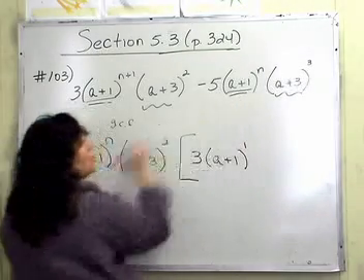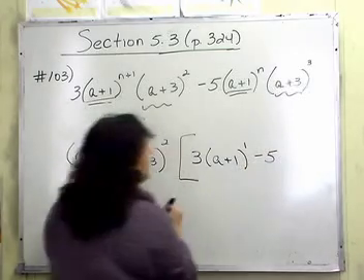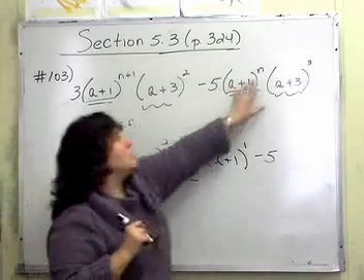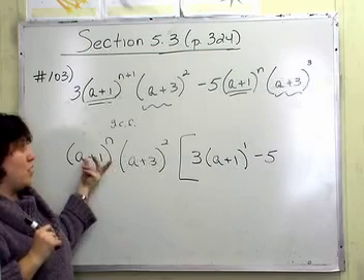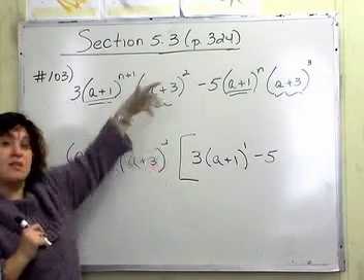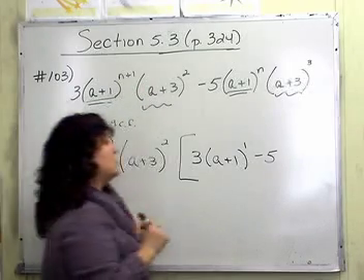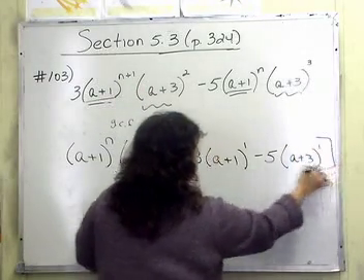Now divide these two terms. Negative 5 divided by 1 is negative 5. A plus 1 to the n divided by a plus 1 to the n is just 1. A plus 3 to the third divided by a plus 3 to the second. Subtract your exponents. 3 minus 2 is 1. So it's a plus 3 to the 1.